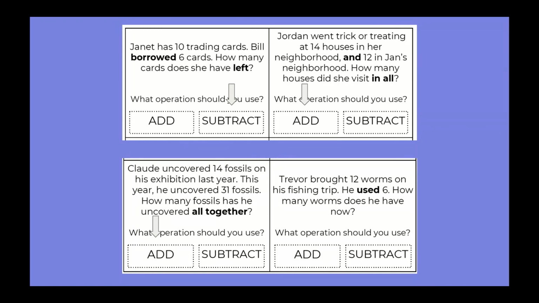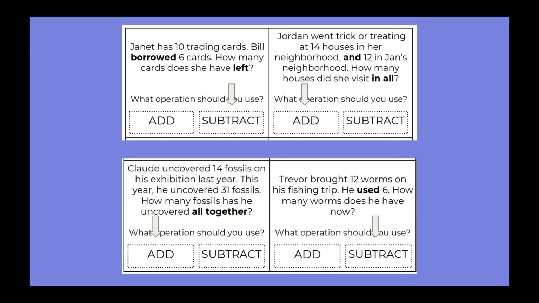The last example says, Trevor brought 12 worms on his fishing trip. He used 6. How many worms does he have left now? So when they say the word used, it means it's no longer there, okay? It's been taken away. So used and how many indicate I am using the subtraction operation. So in this case, I'm going to subtract 6 from 12. So 12 minus 6, if I plug that into a calculator, is just 6. Trevor has 6 worms left now.